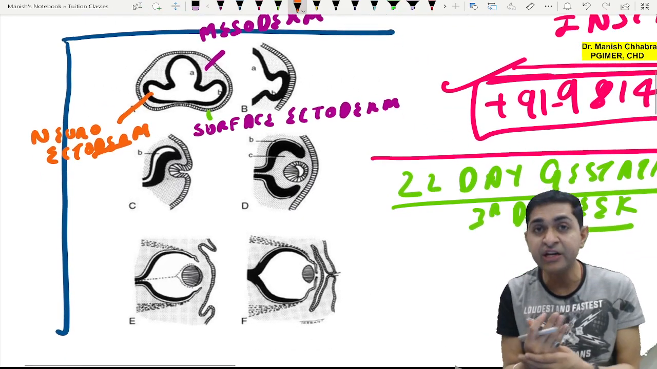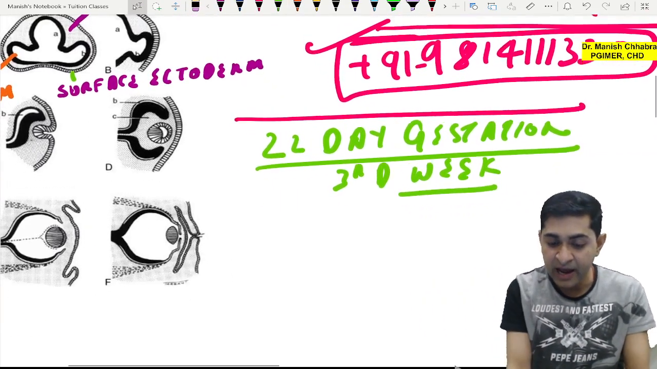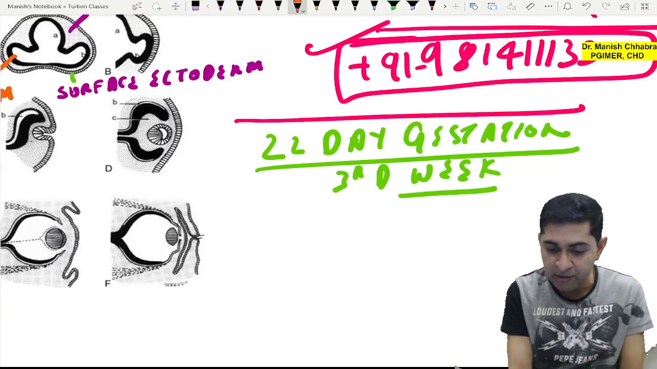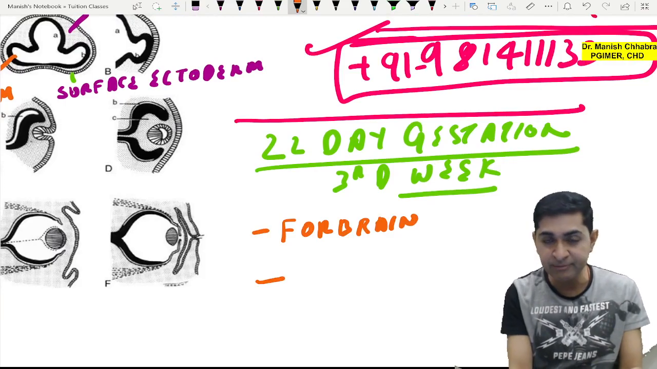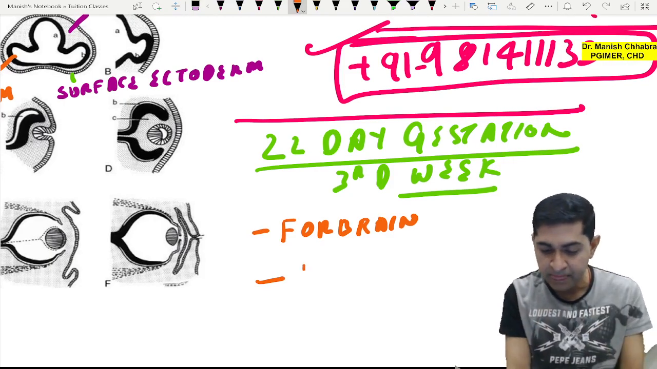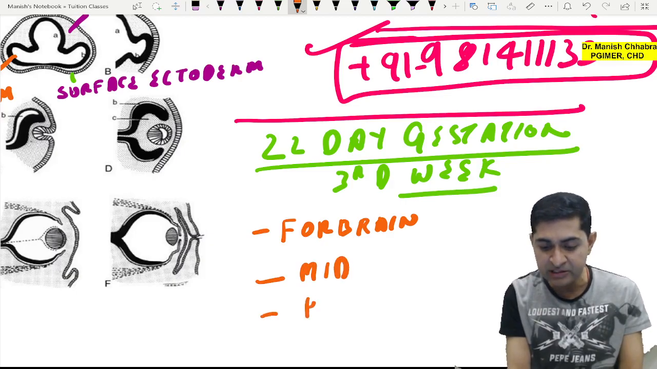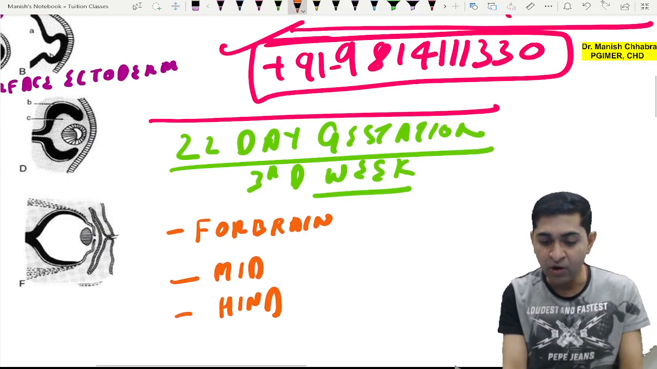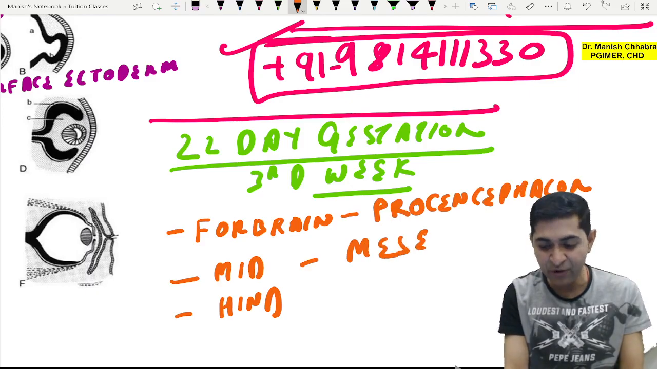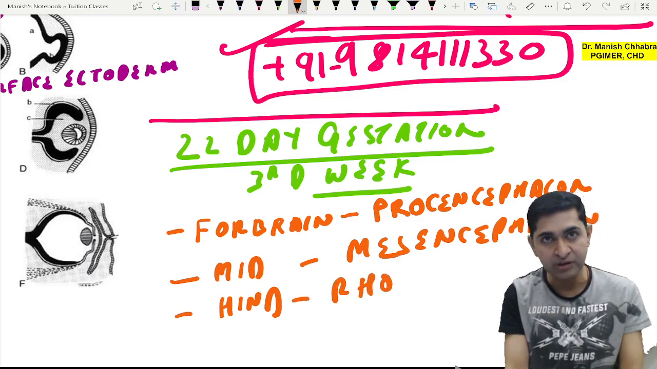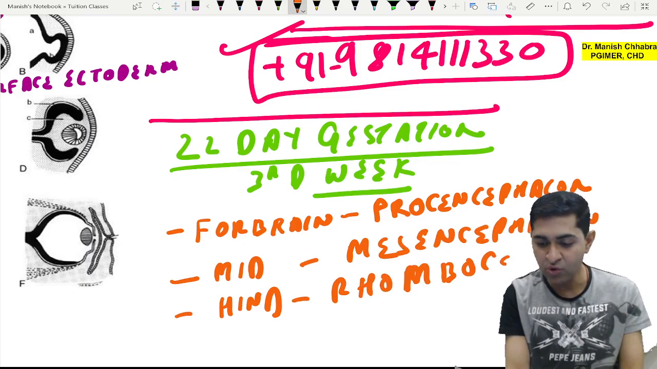Now you must have read in your anatomy that there are three parts of the brain. So there is forebrain. Write with me, don't just watch it, write with me. Forebrain, there is midbrain, and there is hindbrain. Now forebrain is prosencephalon, midbrain is mesencephalon, and hindbrain is rhombencephalon. Yes, rhombencephalon.